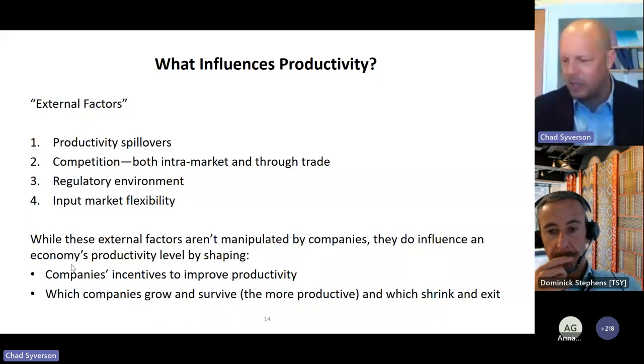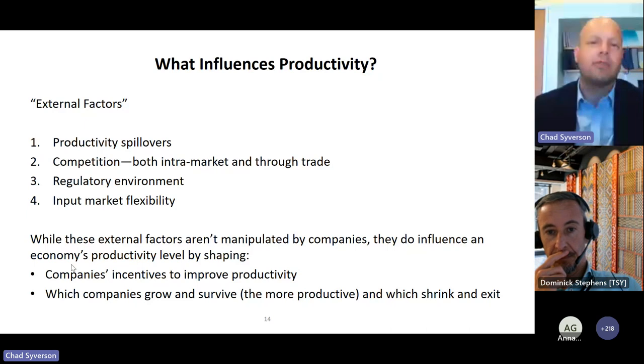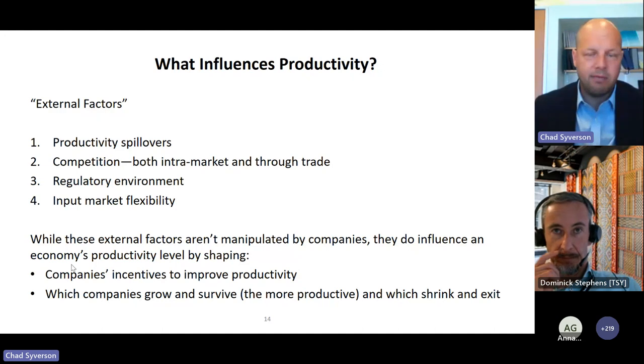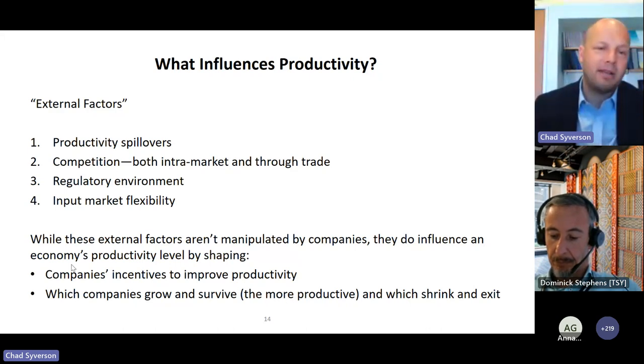Those are productivity spillovers. Competition is, of course, a big one. That's one thing I've spent a lot of my research time studying, is how competition affects productivity. And it can improve productivity both through intra-market, intra-country competition, as well as trade competition. International trade pressure can also induce productivity gains through competition. I'll give you a little more detail on the mechanics of that in a second. The regulatory environment can affect productivity as well as input market flexibility.